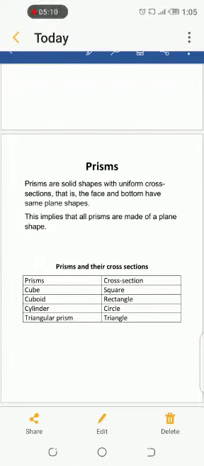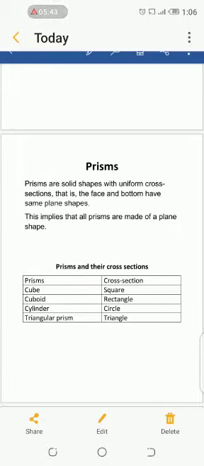Now, quickly, we take a look at what prisms are. So we are going to be focusing on prism for now. Prisms are solid shapes with uniform cross sections. That is, the face and the bottom have same plane shapes. Now, what does this mean? For a clearer understanding, a prism is a shape that has a uniform cross section.